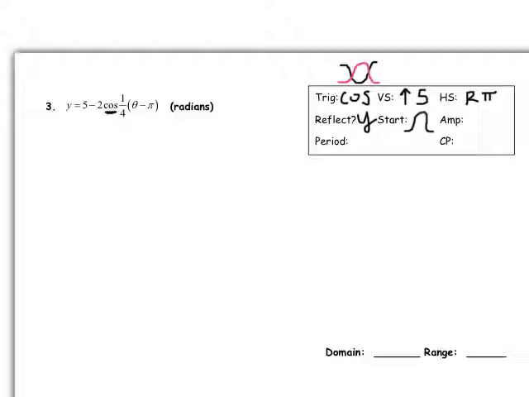Amplitude is 2. Period. Alright, so in radians, typically a period is 2 pi for the parent function, and I'm going to divide it by 1/4. Well, in order to get rid of 1/4, I do 4 over 1, top and bottom, and I end up with just 8 pi, which is a nice, easy, pretty number. When I divide that by 4 to get the critical points, I get 2 pi.